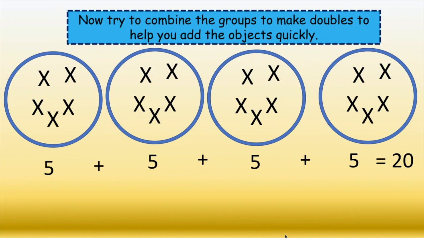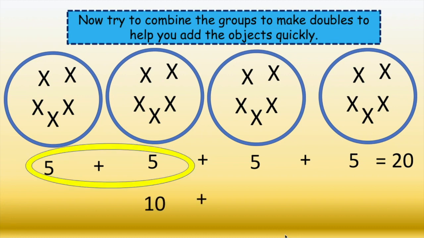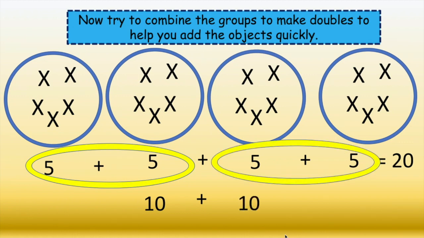So now, try to combine the groups to make doubles to help you add the objects quickly. If you found 5 plus 5, which is one double, that's 10. And then the other double is 5 plus 5, which is 10. And that equals 20, okay? So this only works, once again, if your groups are equal, okay? And that would mean it's multiplication, right? Because multiplication means the same number repeatedly.